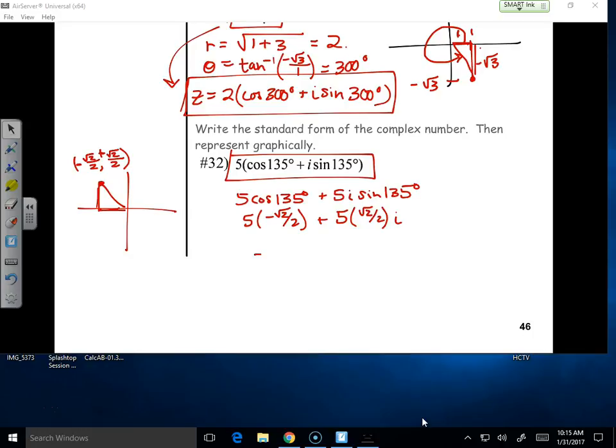We end up with negative 5 root 2 over 2, plus 5 root 2 over 2. How can you double check that you've gotten the right one? If we go negative to somebody and positive to somebody, we're going to end up with the approximate equal value. Well, negative x and positive y would end up in the second quadrant. I'm just double checking that.